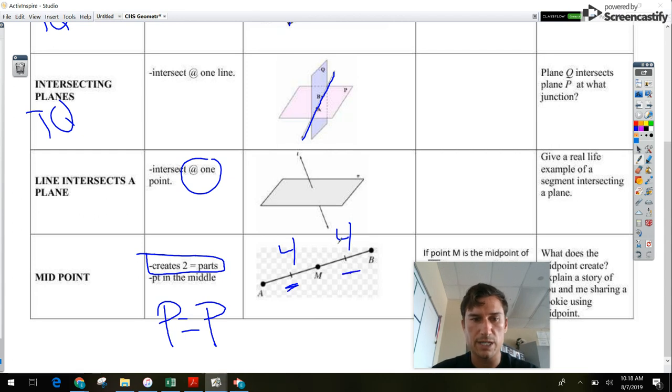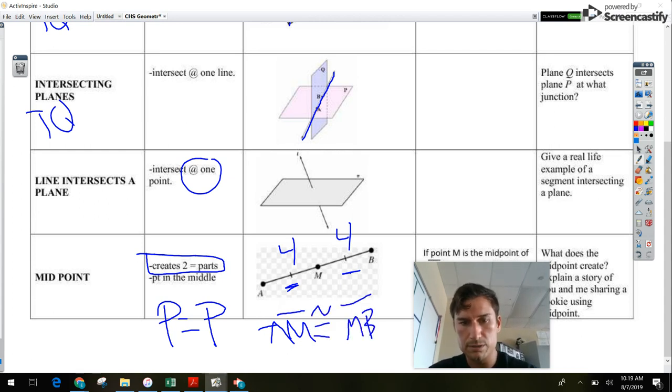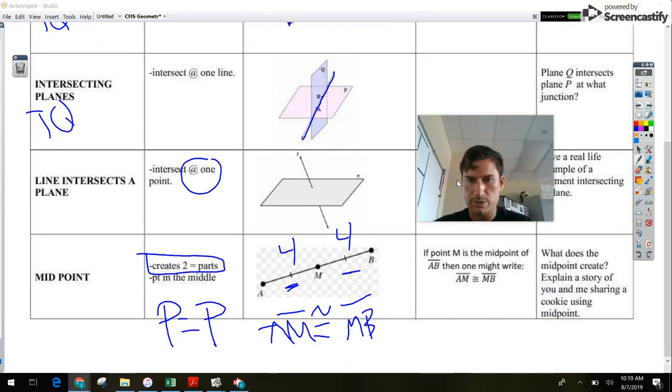That tells us that segment AM is congruent to MB. So midpoint: two equal parts, the point that's in the middle. There we go. Midpoint.